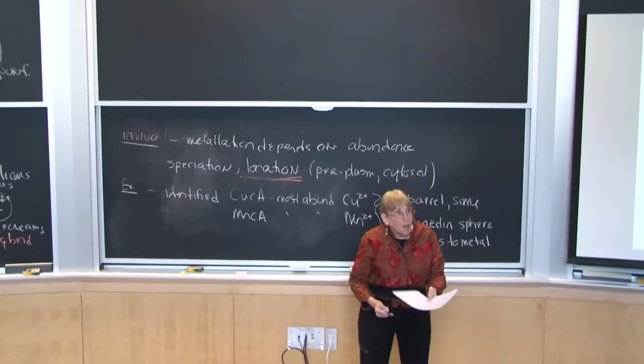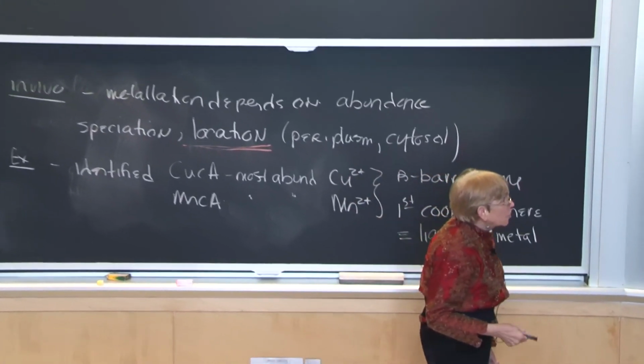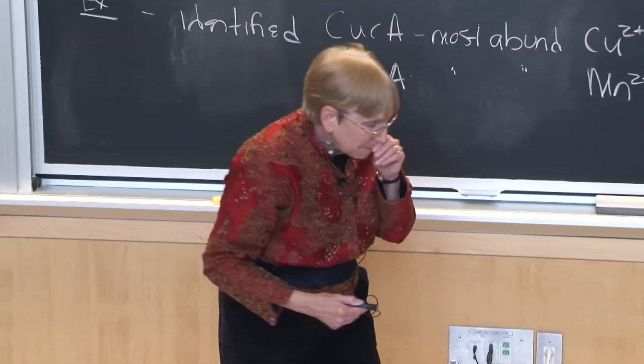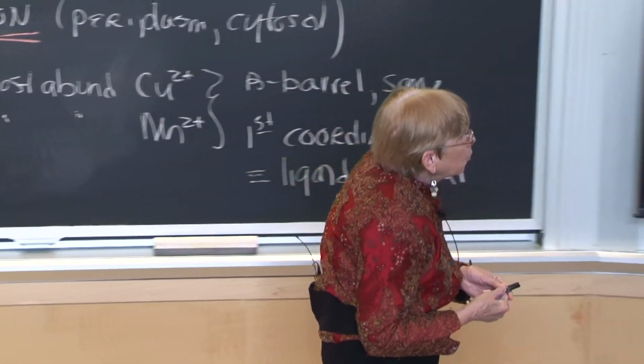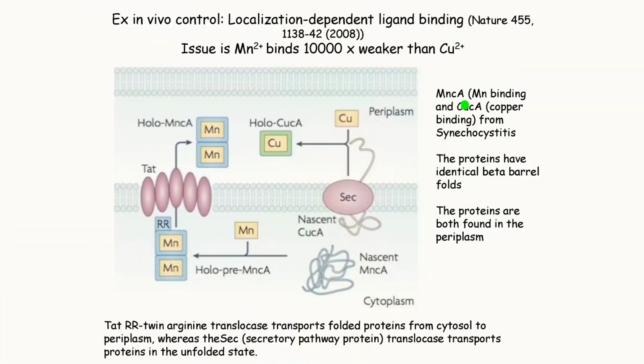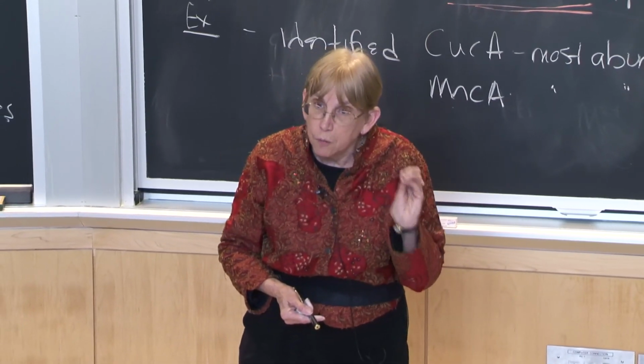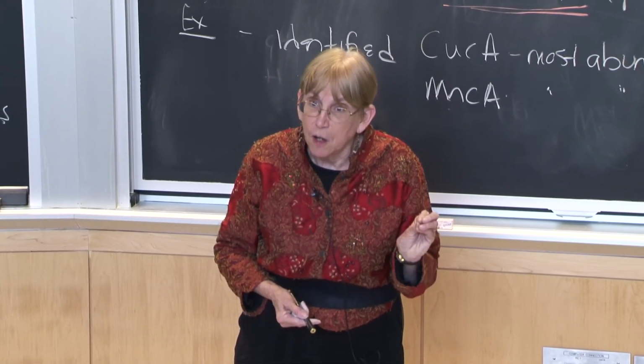Okay, so they're going to do this by localization. So let me just walk you through the kinds of experiments they did. So both these two proteins, the one that binds copper and the one that binds manganese, are produced in the cytosol. Okay, so it turns out that the one that binds manganese folds uniquely in the cytosol.